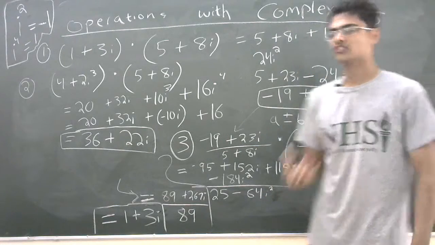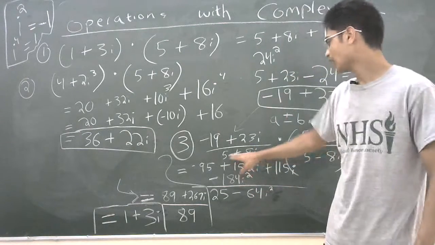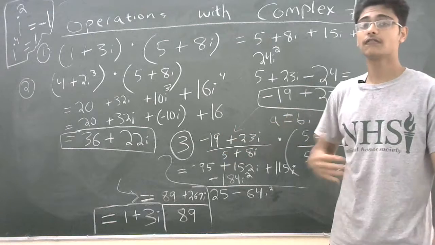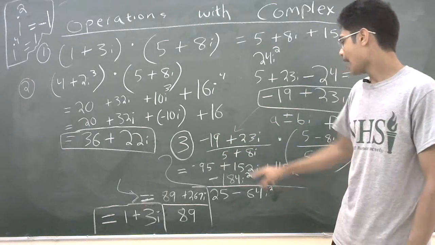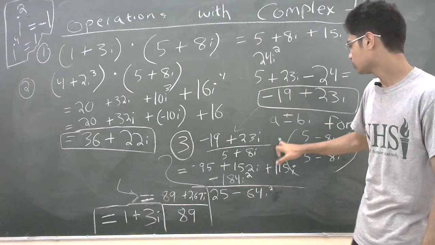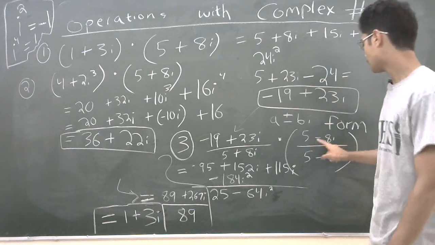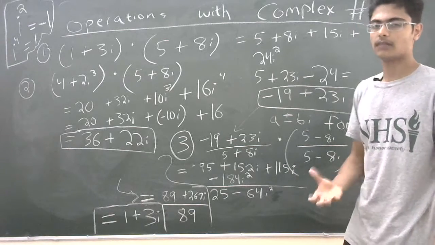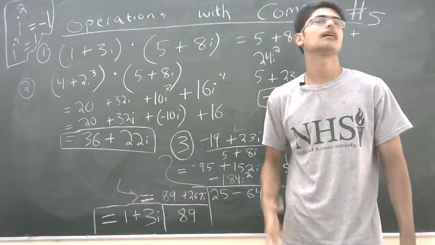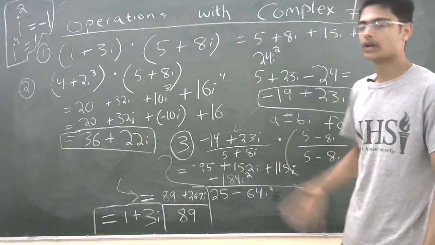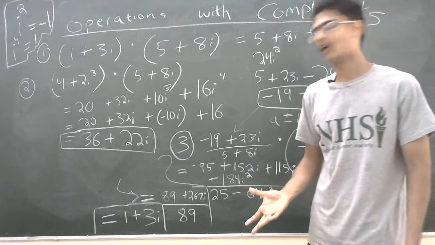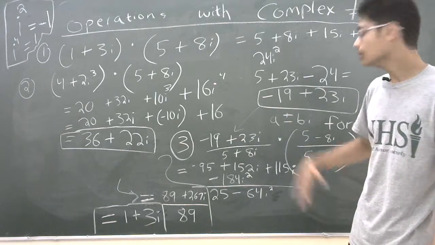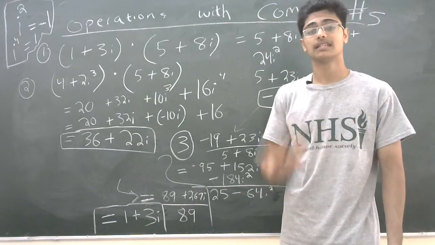And really what the conjugate states is that if there's 5 plus 8i here, we are going to multiply this value by a certain fraction which has a minus here. So really we're multiplying this by 5 minus 8i divided by 5 minus 8i, because really 5 minus 8i divided by 5 minus 8i is 1. So really, we're not changing or altering any value. We have the same value. But why are we doing this? So we can eliminate the imaginary value from the denominator.